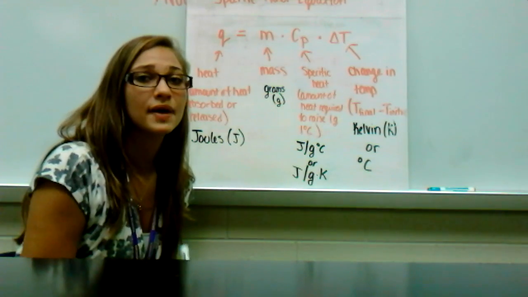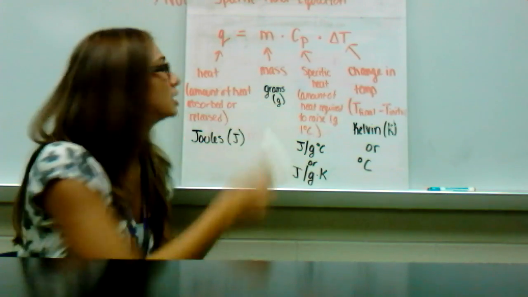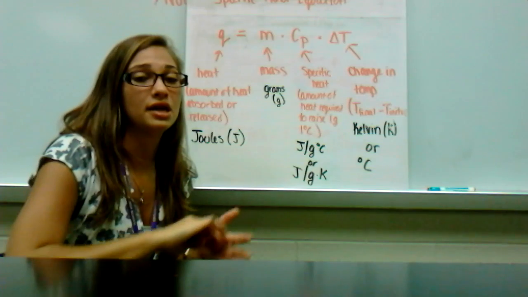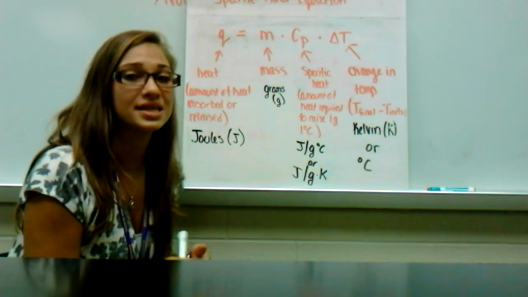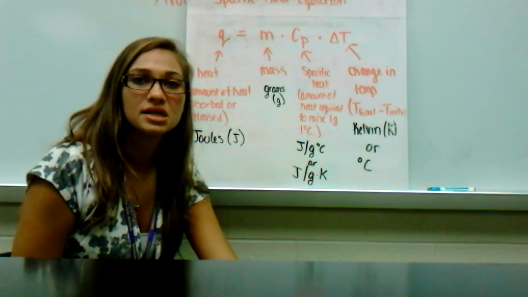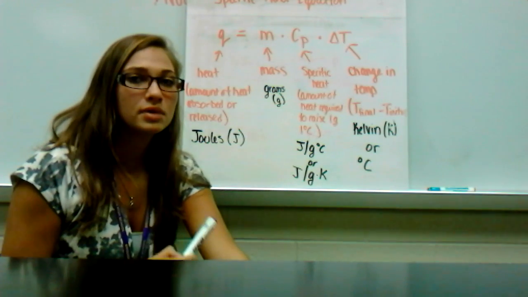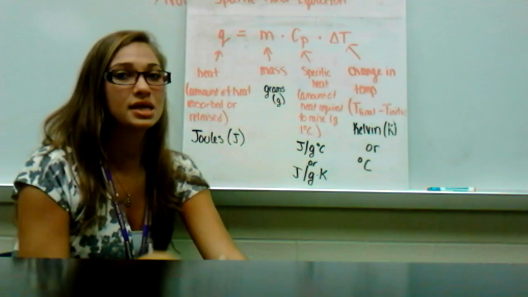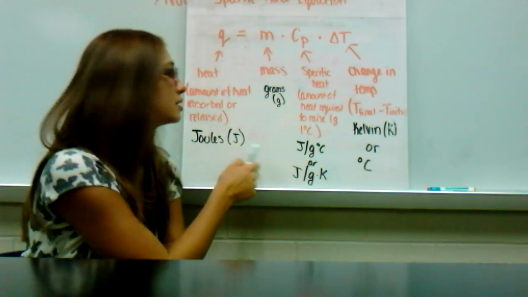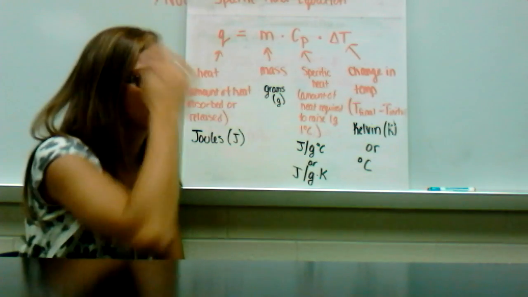So previously we've talked about exothermic and endothermic. Here we're talking about the amount of heat absorbed or released. So if heat is absorbed, that's going to be endothermic. If heat is released, that's going to be exothermic. The units that we're going to be talking about for heat and for any type of energy is joules, and we can write that as a capital J.